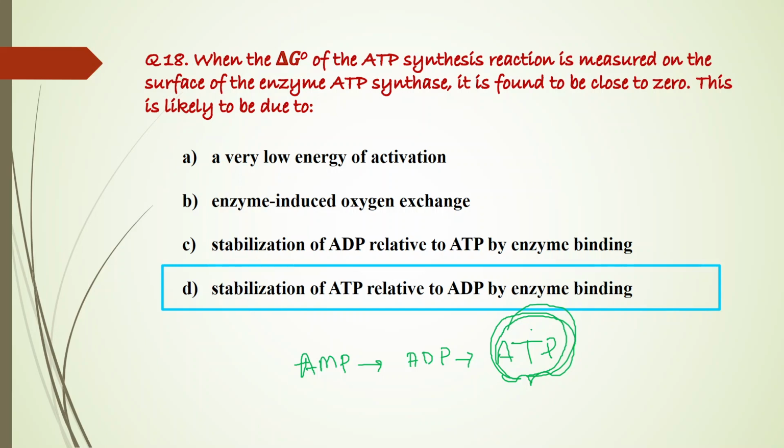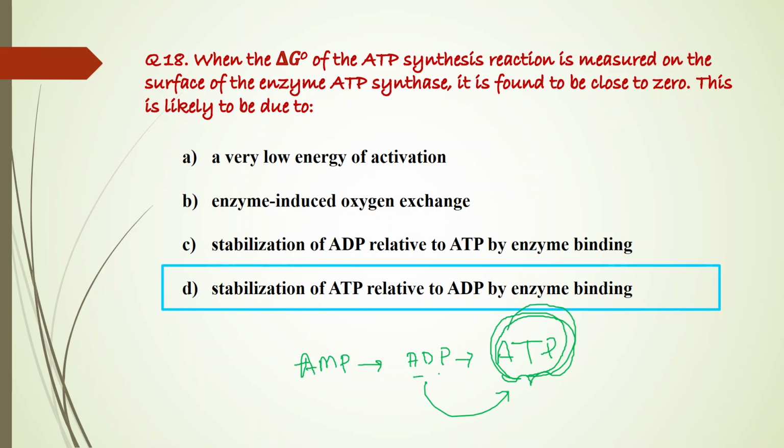That means the 3 negative charges are much more stabilized by these enzymes, by some other groups of enzymes that are involved, but it stabilizes ATP to a much greater extent compared to your adenosine diphosphate. That is why obviously the reaction will go forward.